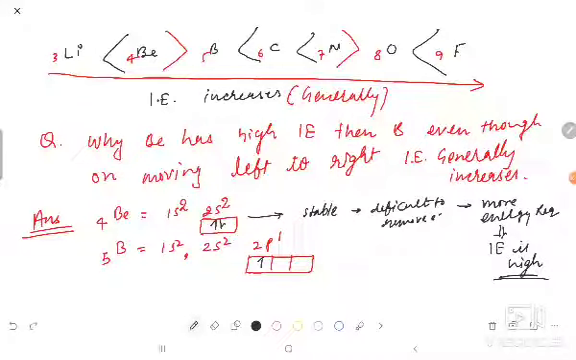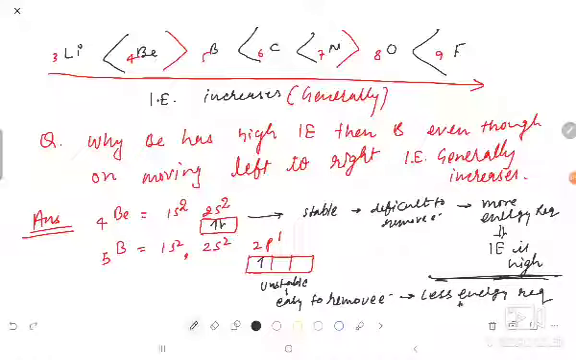Okay. And this is the unstable one, Arav. Unstable means easy to remove an electron. Yes or no? Less energy required, so IE is less. Can you understand now? Okay, if you want to make a note, you can make. Otherwise, I will give you some other topic.